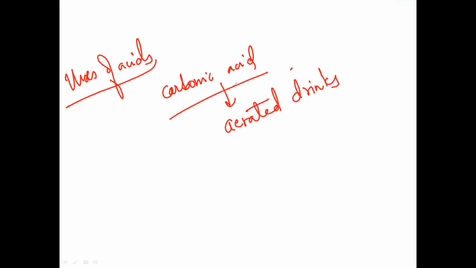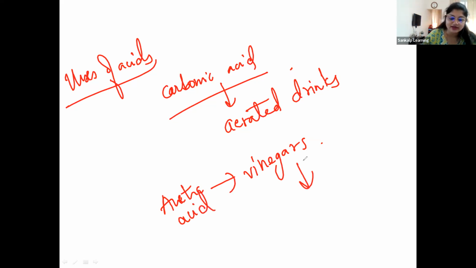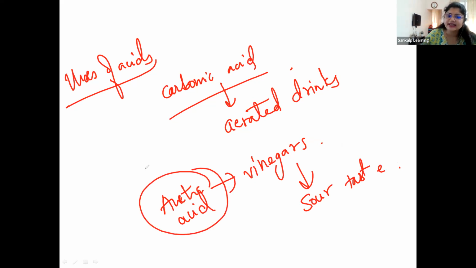Then your acetic acid, right? We have seen this. Acetic acid is used in vinegars. In vinegars also acetic acid is used, because of this vinegar gives you that smell and sour taste. Then most of the time this acetic acid is added in different food preservatives. For preservation of food, it is used as a food preservative.